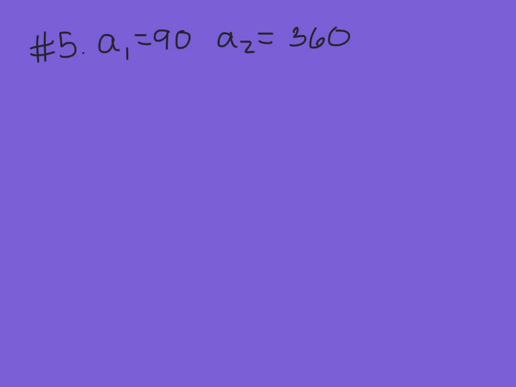All right, A1 is 90, A2 is 360. So in order to write an explicit rule, we need our first term, and that would be this one, right? The 90 is our first term.